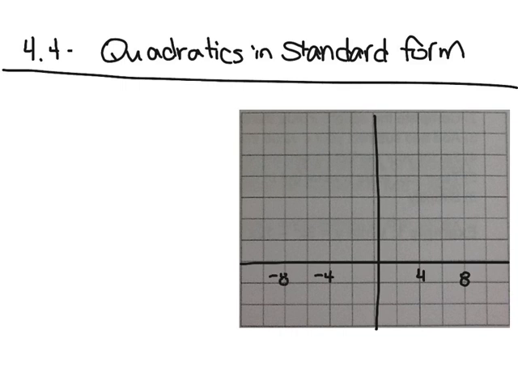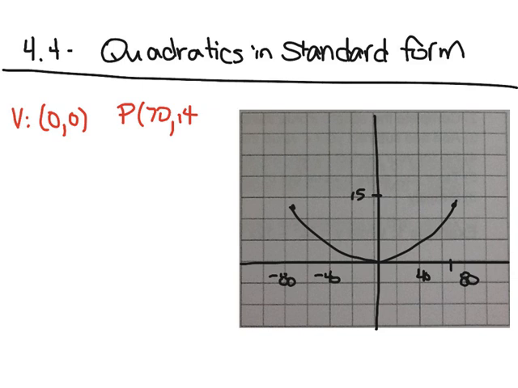We know that the midpoint is the lowest point of the graph, and it's at our vertex. And we know that the ends of the bridge are at 14, and they're at 70. So at 70 and 14, we have the endpoints. This is our parabola. So the vertex is 0 and 0, and our point is 70 and 14. So we could use this point or this point, doesn't matter.